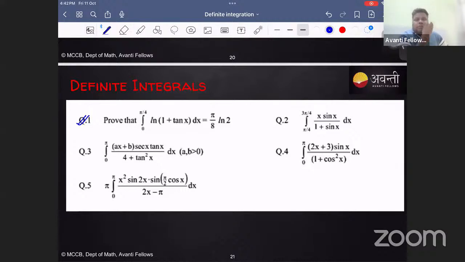If somebody wants me to do this question again, just reply in the chat box so that I'll do it again. Otherwise, after 2 minutes, I assume that all of you are able to do it because we have done it day before yesterday. Yes, be quick. Question number 1, quickly.